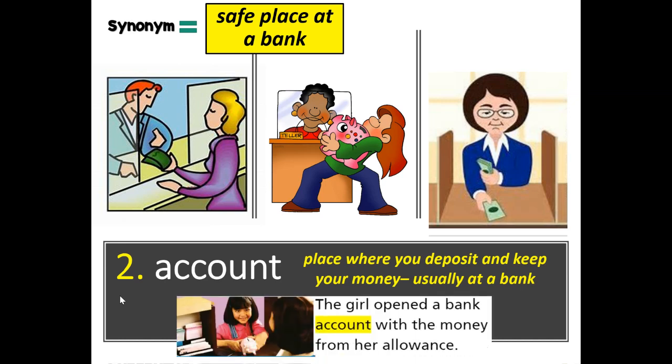So here's our sentence. The girl opened a bank account with the money from her allowance. Think about it. Why would someone keep money in an account at a bank instead of keeping the money at home?